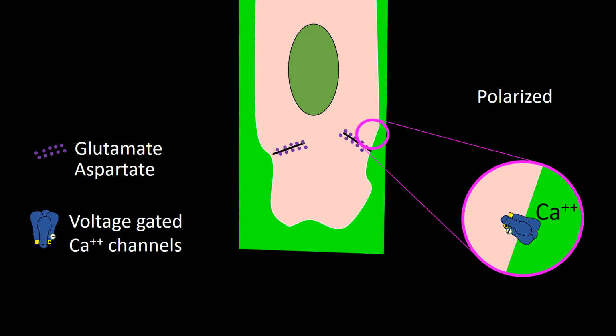The perilymph is a calcium-rich environment in relation to the inside of the cell. Thus, when the polarization reaches the threshold of the voltage-gated calcium channel, these receptors open, as illustrated here, and calcium goes inside. The hair cell then releases neurotransmitters.